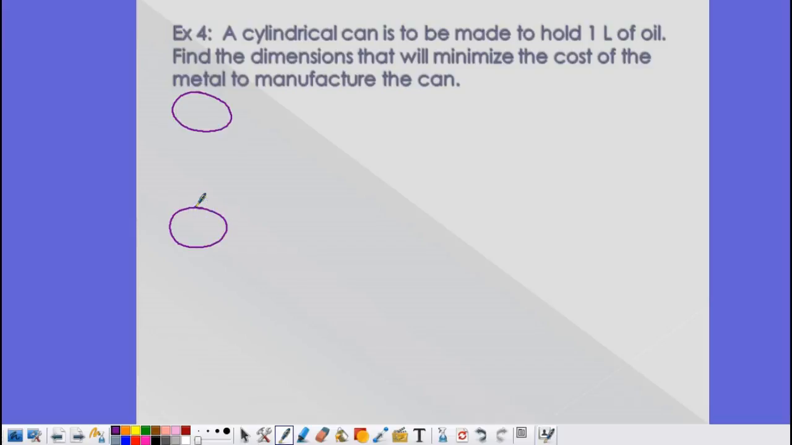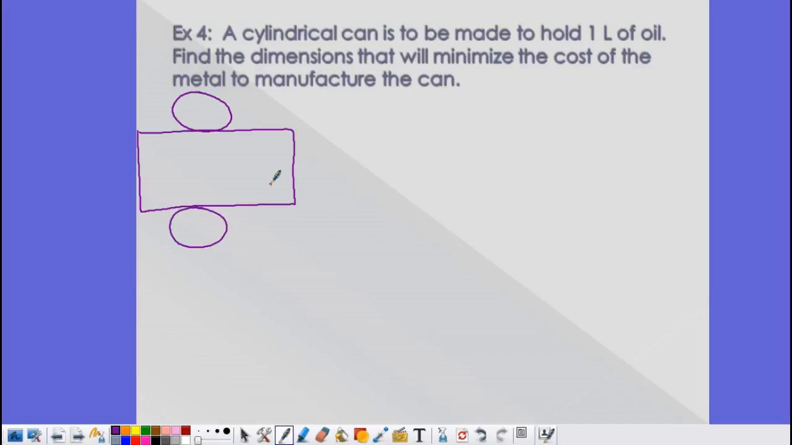If I took my can and opened this up and laid it flat, the sides of the can are actually a rectangle. So if you took the material to make a can and opened it flat, it would be a rectangle with 2 circles. This length here of the rectangle is equal to what? That's the circumference of the circle. So the length here is the circumference of the circle.